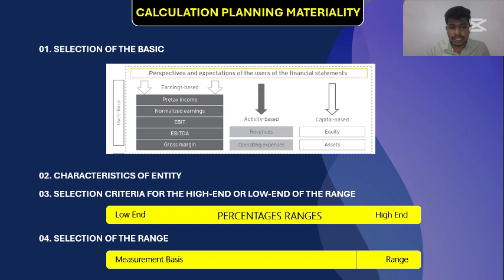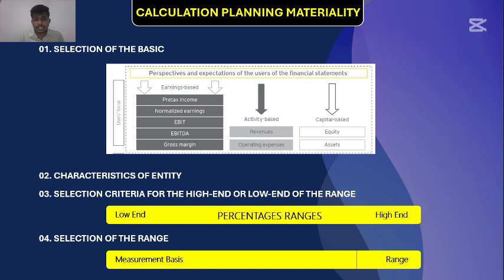Next, I will discuss the characteristics of the entity. Mainly divided as profit oriented or not profit oriented. It's profitable, break even or loss making. As mature or startup, consider industry, financing, and other characteristics.